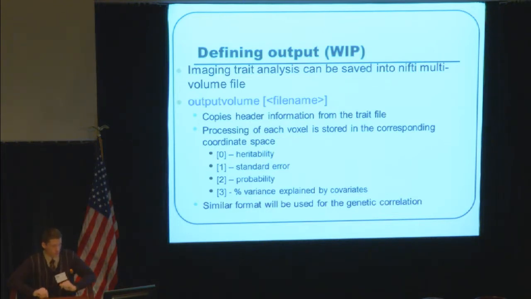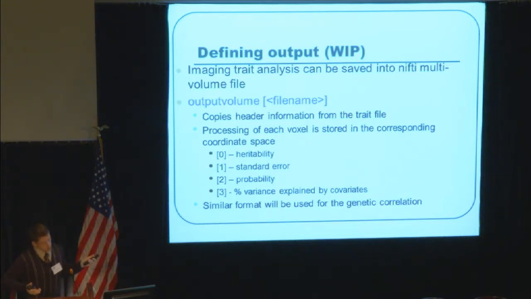several measurements. I think this information is slightly out of date. I think right now we are saving up to 10 variables. So it's going to be a NIfTI volume, a 4D NIfTI volume of 10 traits. And the first one is going to be heritability, or the primary measurement that you are trying to assess.